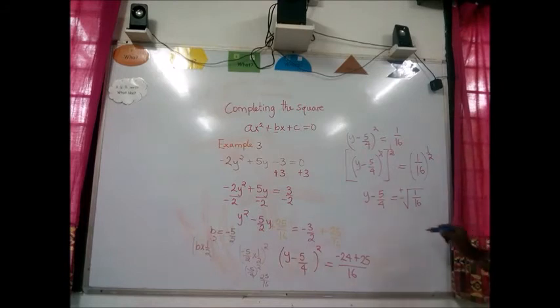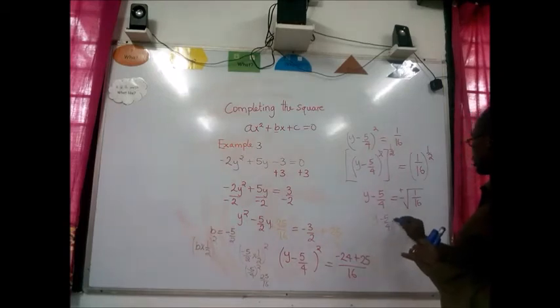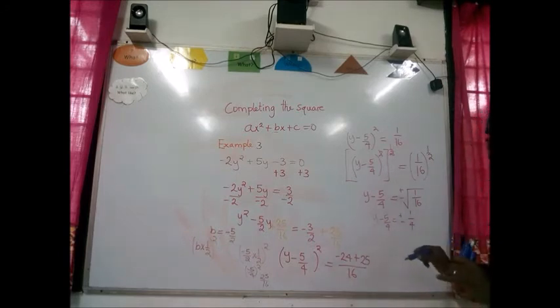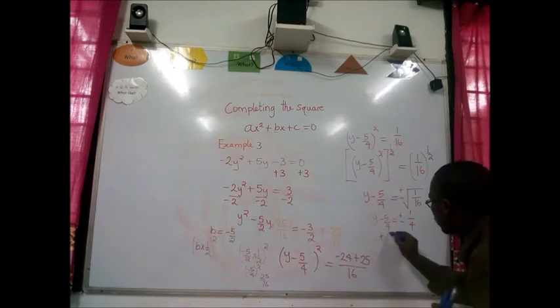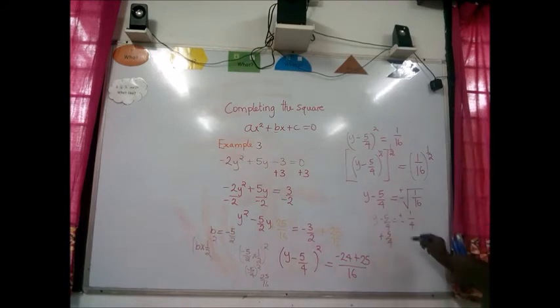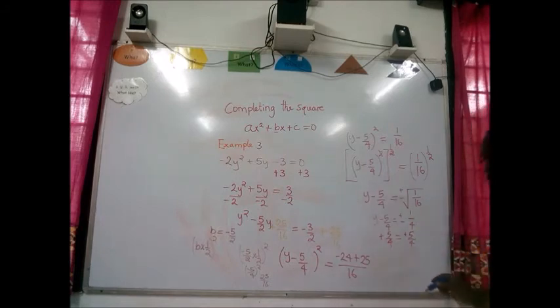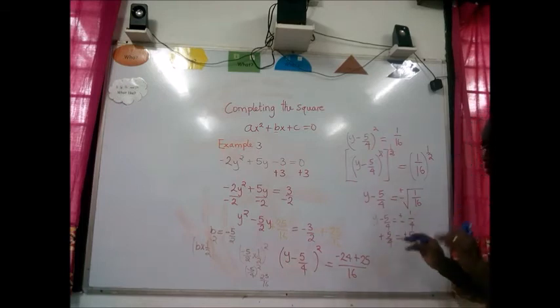From there you can see y minus 5 over 4 is equal to plus or minus 1 over 4. So you add the 5 over 4 on this side. Why do we do that? We need to shift this number to the other side to get the value of y. Whatever you do on this side you should do on both sides. So you get the same thing.